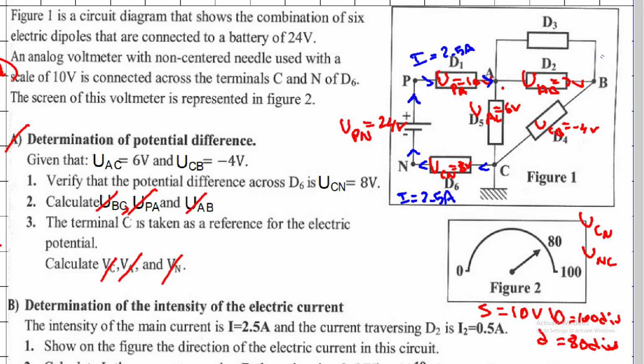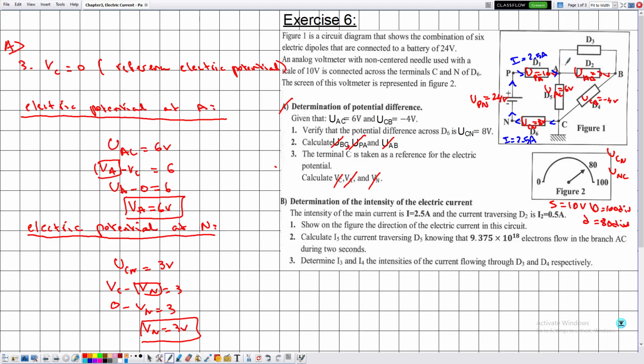Now, the current may traverse across D2 from A to B or B to A. Because the main current is traversing from the positive pole to the negative pole, it is straightforward that it will be from A to B. Moreover, looking at the potential UAB, it's positive, which means from higher potential to lower potential, so from A to B, and the electric current in this case is I2 equal to 0.5 amperes.